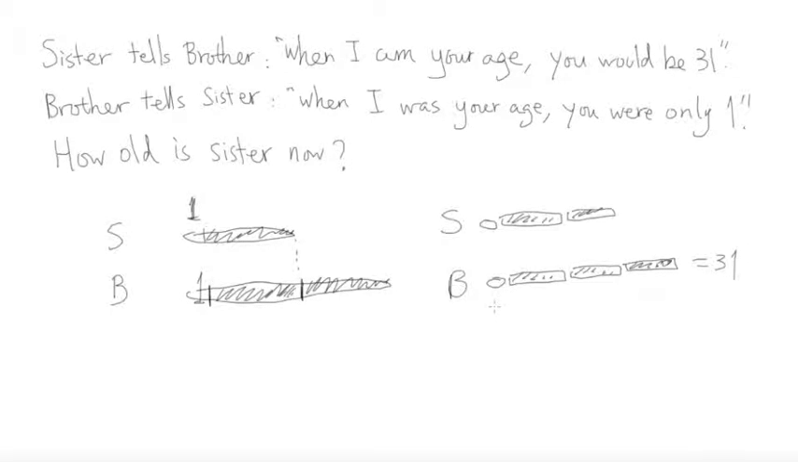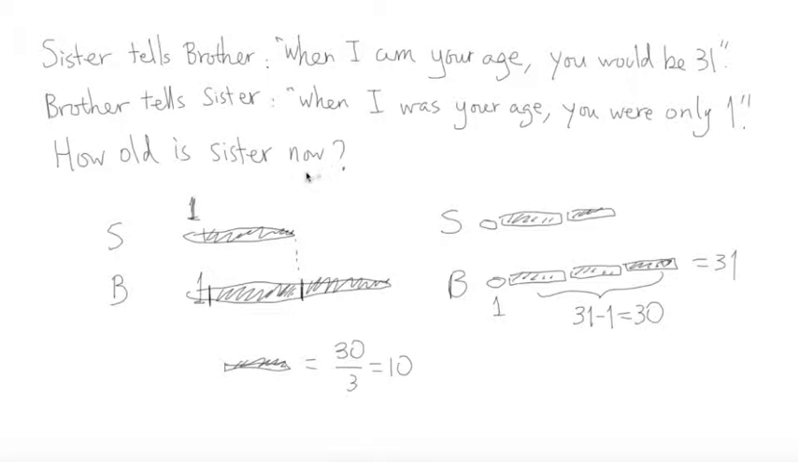So now if you look at this picture, you know how to solve the problem. Look at the picture for the brother. What happened? We have 1 year old, then plus these three differences. So what are the three differences? Because it adds up to be 31, the three differences will be 31 minus 1, which is 30. And so each difference represents 30 divided by 3, which is 10. So this little bar represents 10 years.